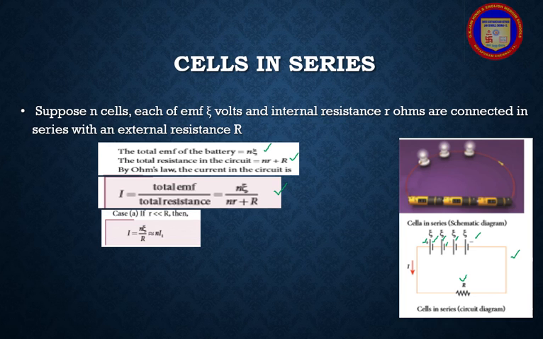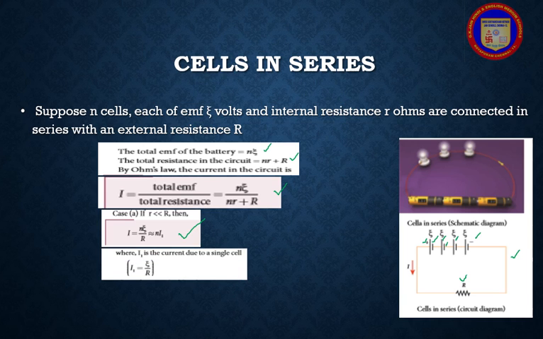Now we'll see the cases. Case A: if nr is very much lesser than capital R, then I is equal to nξ divided by R, which is equal to nI1, where I1 is the current due to a single cell, I1 equals ξ by R. Thus, if nr is negligible when compared to capital R, the current supplied by the battery is n times that supplied by a single cell.